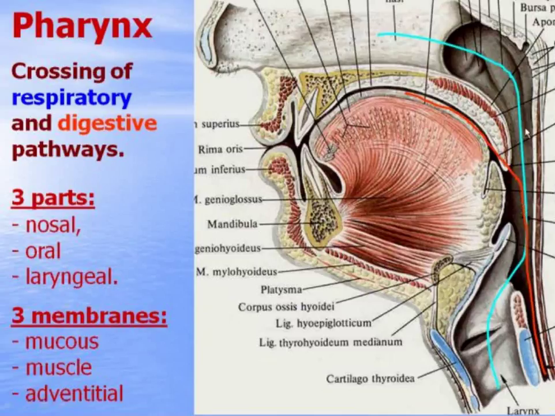Pharynx is a typical tubular organ and consists of three membranes: inner mucous membrane, middle muscle membrane, consisting of striated skeletal muscle tissue, and outer adventitial connective tissue.